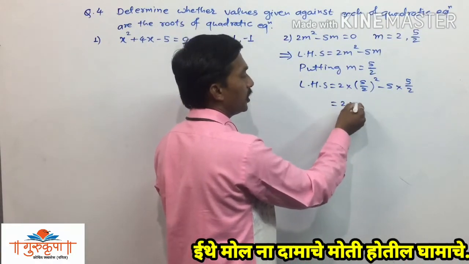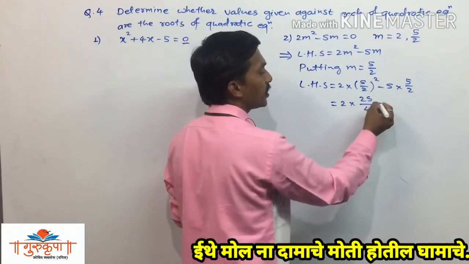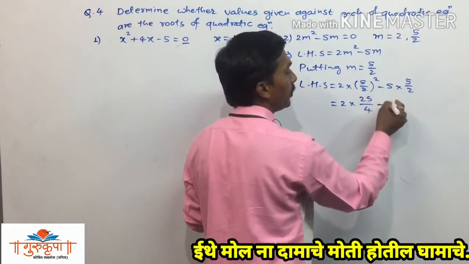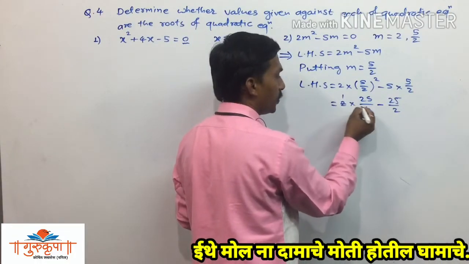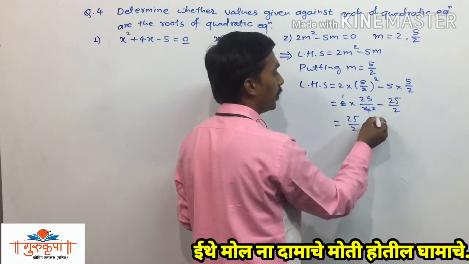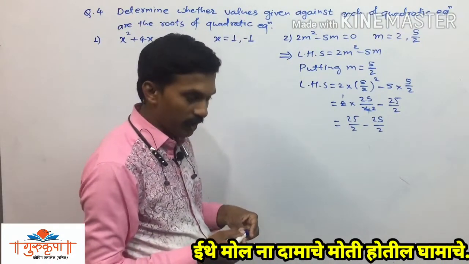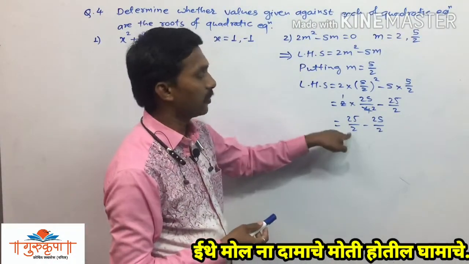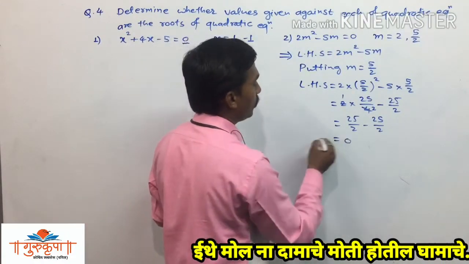This 2 remains as it is. Square of 5 upon 2 is 25 upon 4 minus 5 5s are 25 upon 2 as it is. This is 2 1s are 2, 2 2s are 4, and we have 25 upon 2 minus 25 upon 2, and everyone knows when the same number is subtracted from itself, the subtraction is always 0. So LHS is equal to 0.